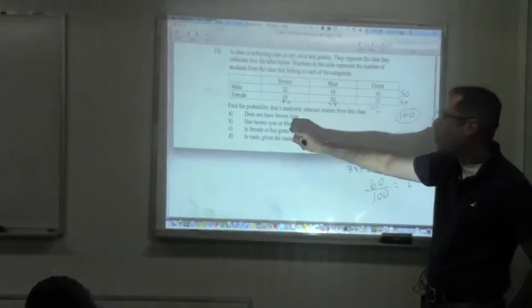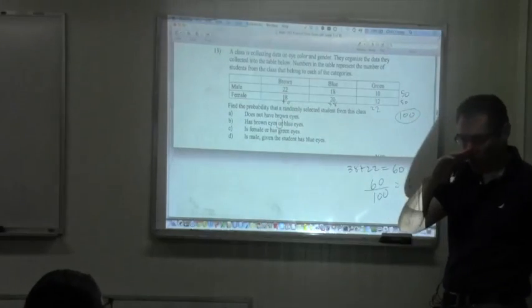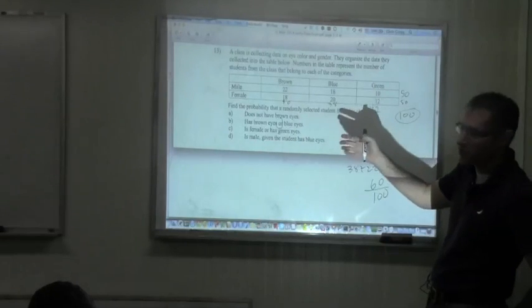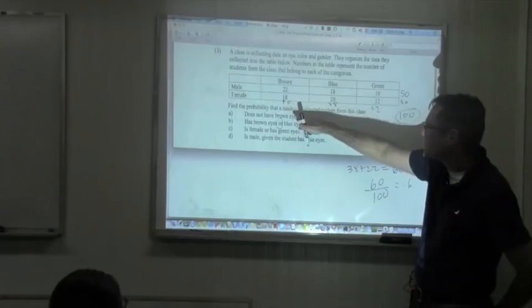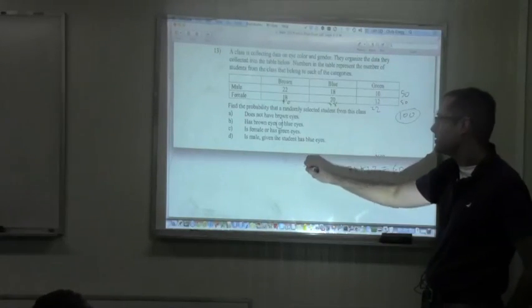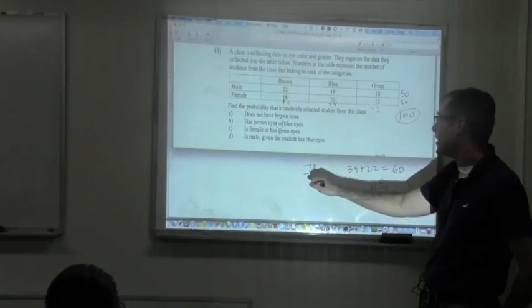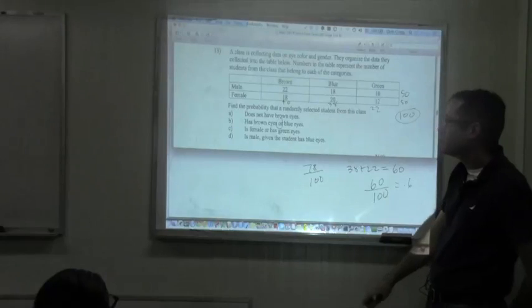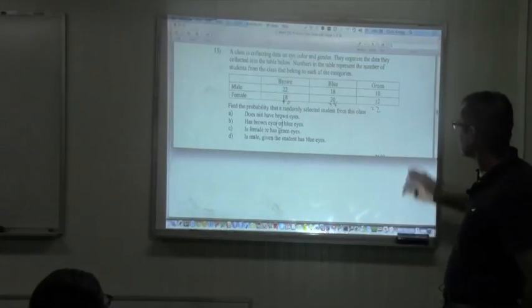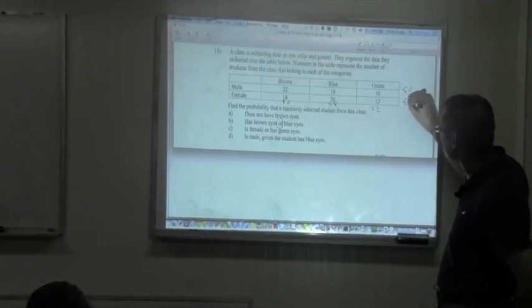Has brown eyes or blue eyes. The or is where you add things. So you could say brown eyes or blue eyes, add those together: 78 divided by 100.